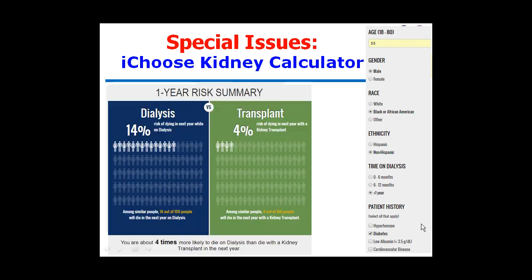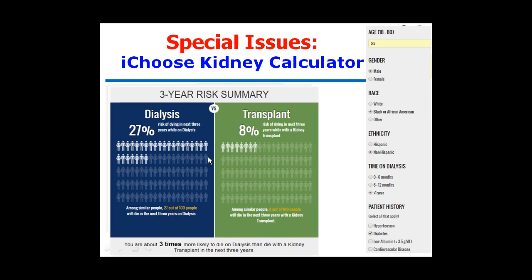If these are the data and you just click, you'll find that if you leave the patient on dialysis, the mortality is 14%. So 14 out of 100 people will die in the next year on dialysis. So the 1 year mortality is 14% on dialysis, but on transplant it is 4%. This means that there is a survival advantage if we proceed to transplantation: 4% mortality in comparison to 14%. And after 3 years, it's 27% mortality on dialysis and only 8% on transplantation.